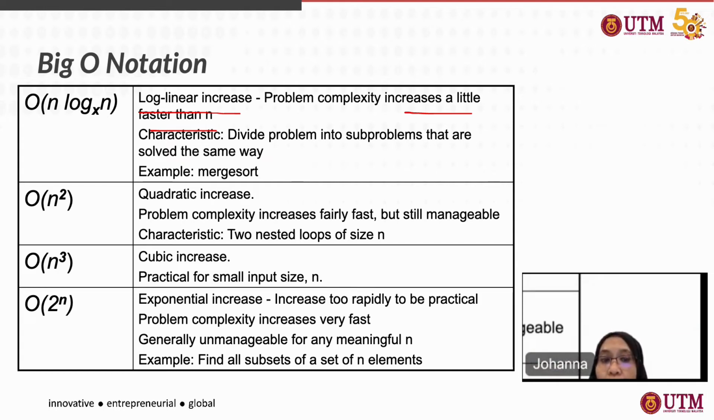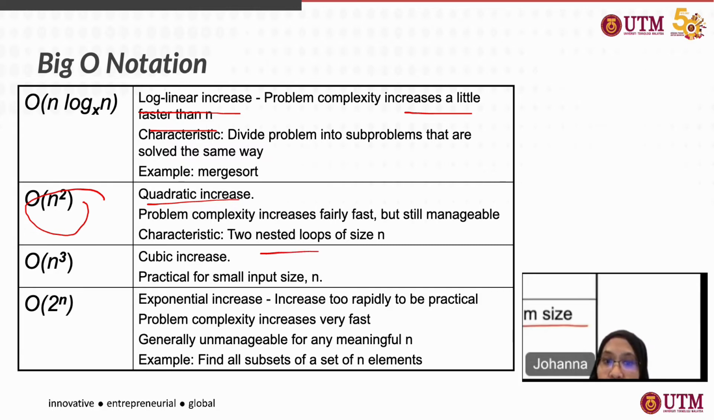Then for O(n squared), it's a quadratic increase. The problem complexity increases fairly fast, but is still manageable. The characteristic is that we have two nested loops of size n. If you still remember, we have O(n) before this, meaning that we count until we reach the last element in the list. If we mention n squared, it means we have two nested loops. For O(n), we have one for loop. For n squared, we have two nested loops.